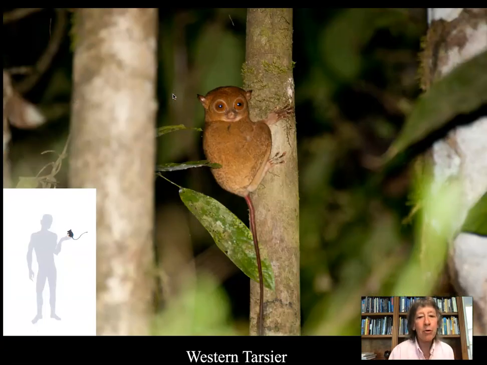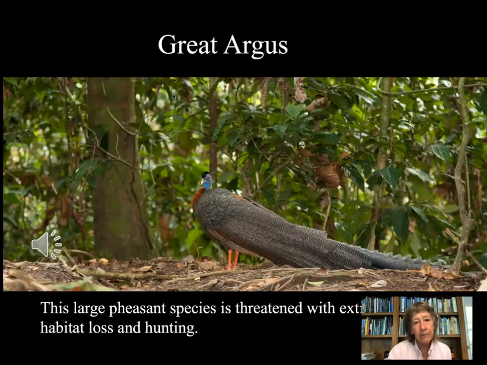And then some pretty unique primates. This is a tarsier. If you look at the small inserted picture on the left, you can see it's a little bigger than a human hand. A very primitive nocturnal primate that we were very lucky to see. It's active at night and it feeds on insects. Another incredible bird that we saw is this large pheasant species called the great argus, almost extinct due to habitat loss and hunting. They create a dancing area to attract females, and that's how we found this one. What you see is it on its dancing area, and it was calling for a female.